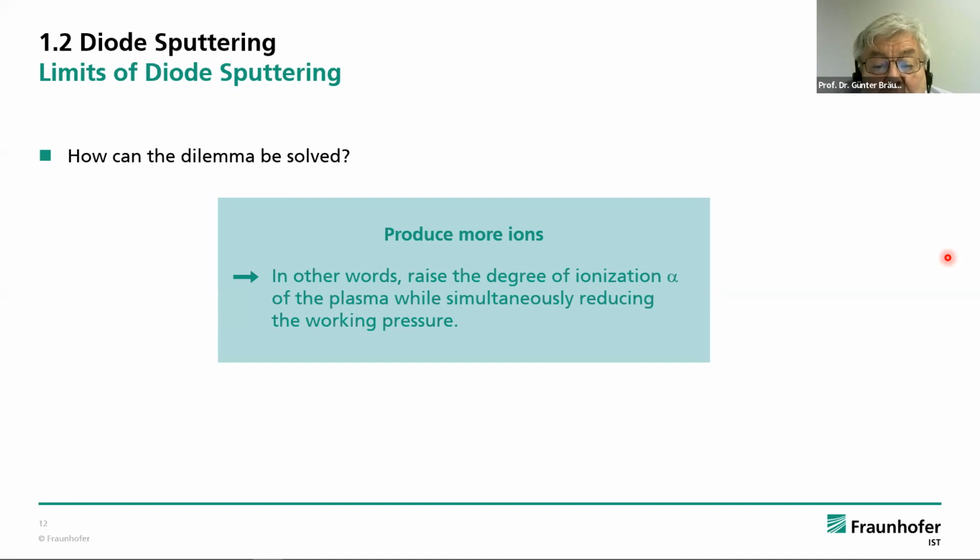You have to raise the degree of ionization, alpha, of the plasma, but also you have to increase the mean free path of the sputtered material. That means simultaneously you have to reduce the working pressure in your discharge. And this was the coming up of the magnetron cathode. And here I hand over to Ralf, who will continue.